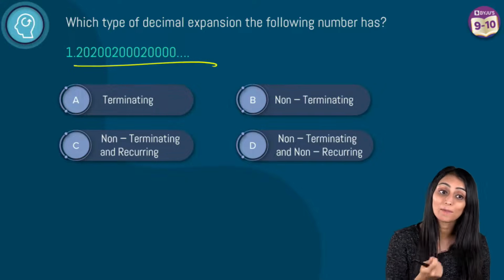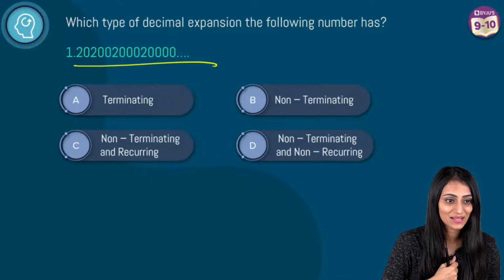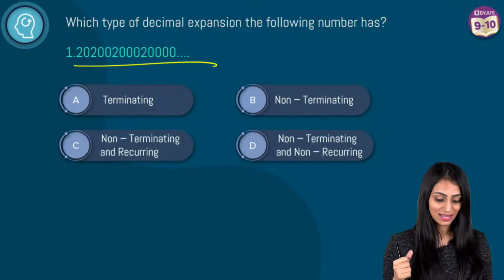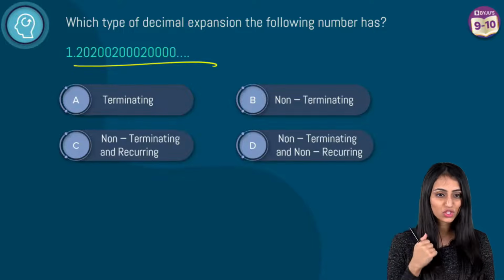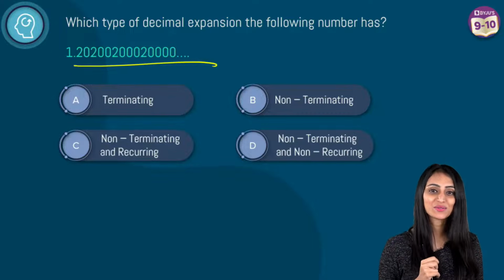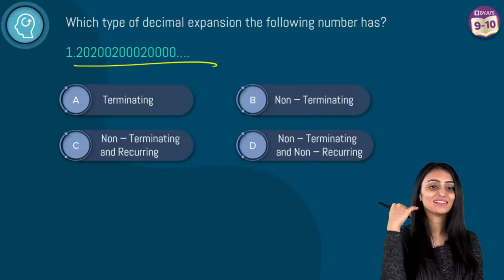Just by looking at the number, we can tell it. Yes? Yes, quickly. A, B, C or D. What should be the right answer? My God, you are taking too long to answer this question. Is it that difficult?